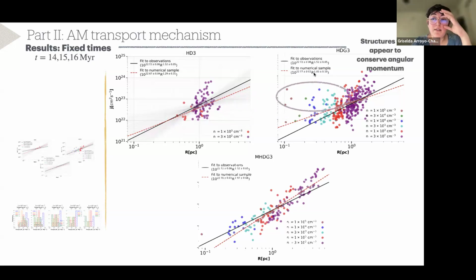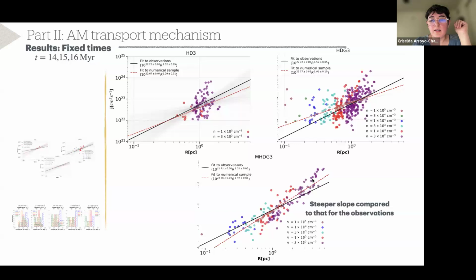In the case of the simulation with gravity and turbulence, we see something strange because, again, a lot of the structures are around the observational trend, here the black line. But we have a family of clumps inside this circle that apparently are evolving conserving angular momentum, which is not observed in the observations, and which we also didn't observe in our previous simulation with the code Gadget-2. Now we're using Phantom and we see this family of clumps that we don't know what they're doing. In the plot at the bottom, the slope is a little bit steeper compared to the observation. Here, the red dashed lines are the fits to the numerical samples. But what's interesting is that they are more or less around the observational trend, but the scatter is reduced compared to the simulations before.